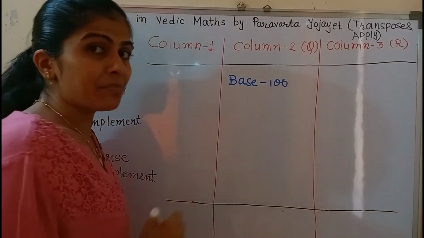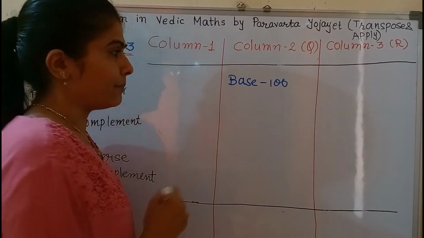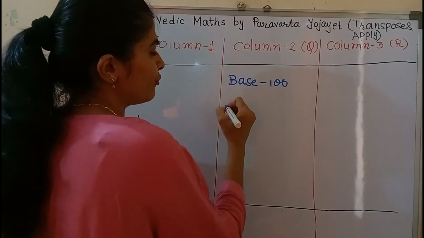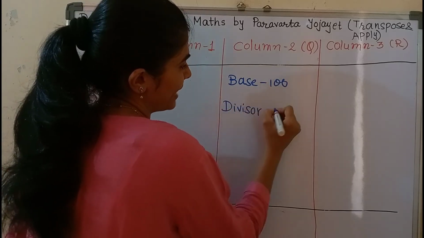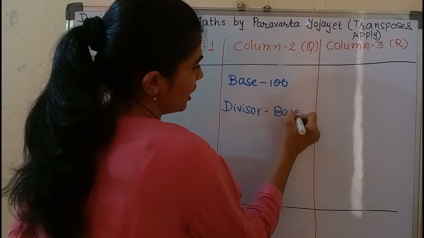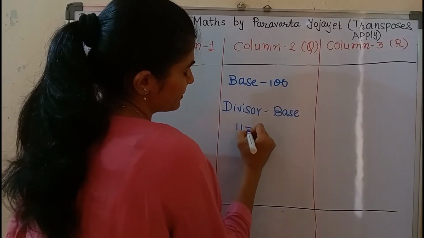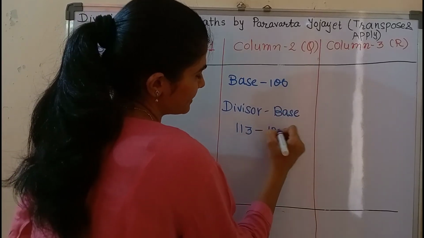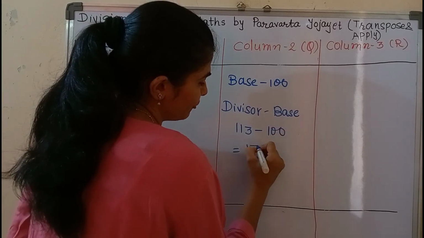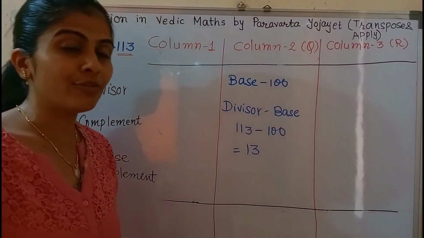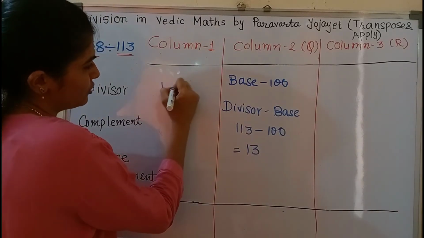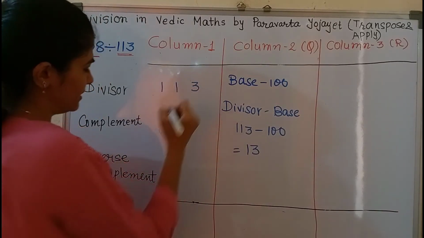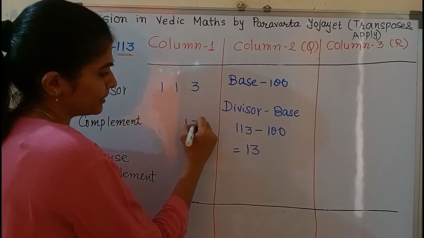Now the next step is a little bit different from the Nikhilam method. Here I need to find the difference between the divisor and the base. So how much is the difference? My divisor is 113 and my base is 100. So the difference is 13, and this difference is also known as the complement, right? So here I write down my divisor, which is 113, and my complement is 13.